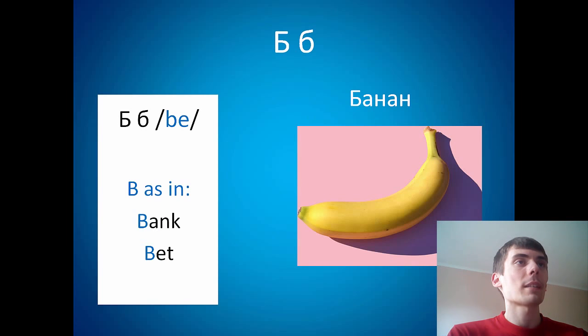Next, we have the letter B. This letter is the same as the English B, and we pronounce it as in bank or bat. An example for you, банан. A tricky point is to remember how we write this letter. What in English is B, in Ukrainian looks like this.